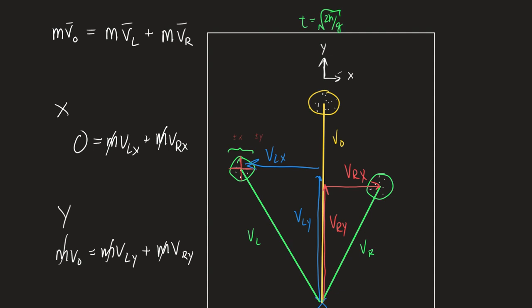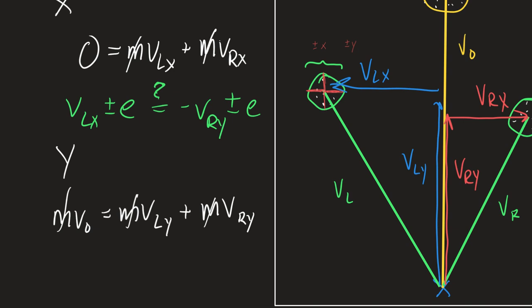Does everybody understand what I'm asking you to do? So you could say, VLX plus or minus the error, is it equal to minus VRX plus or minus the error? Now you could ask that question. If it is within the error, you've shown that the momentum was conserved in the x direction. And you could do something similar in the y direction. Is V naught plus or minus the error equal to VLY plus or minus the error plus VRY plus or minus the error?